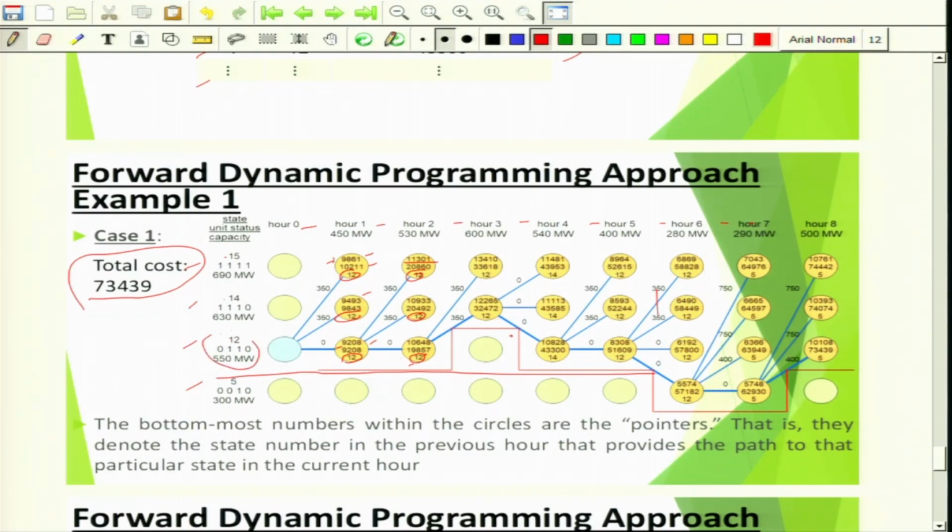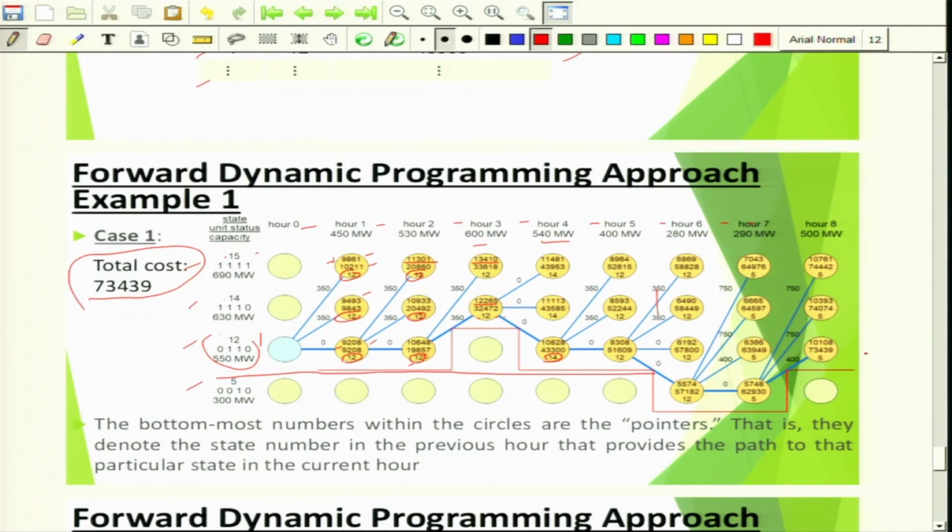the combination 12 is not able to meet the load demand, which is 600 megawatt. So you are checking with 15 and 14, and the previous most economical one was 12. But moving forward at hour 4, because at hour 3 this combination 12 was not feasible, now the most economical one was 14, because you see here the total cost was 12265 for the 14th combination, whereas for the 15th combination it was 13410. That means you are finalizing that the 14th is the best combination in the previous one.